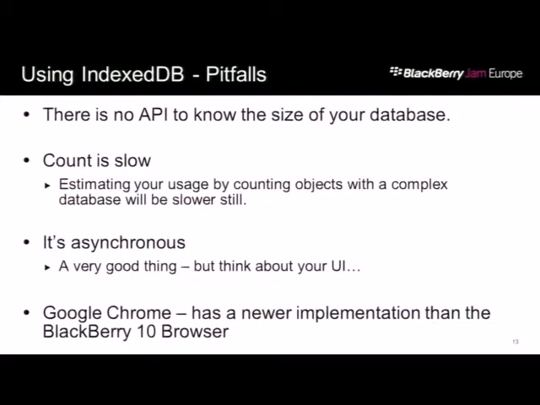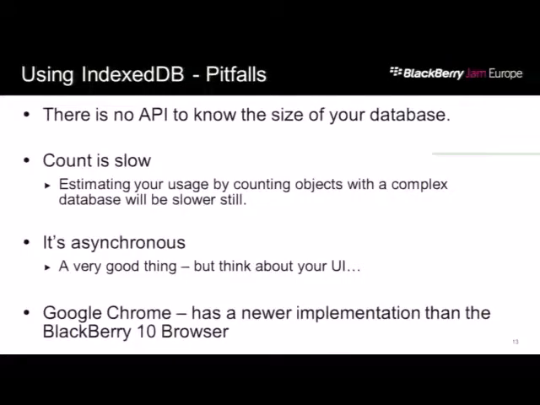Something else that really frustrated me building my demo, Google Chrome has a different, newer implementation. So if you are used to building your HTML5 app and testing it in Ripple, the way that you create object stores and update the database inside Chrome is newer and does not work on BlackBerry 10 at this time.